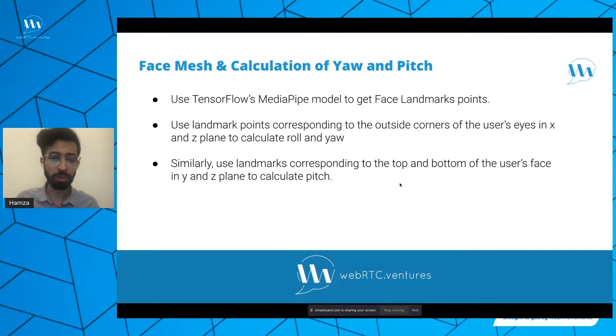Now, we don't need all of the points on your face because there are quite a lot of them. But what we're interested in is the roll, the yaw, and the pitch of your face. To calculate the roll and the yaw, and in a second you'll see how to visualize what the roll and yaw are, we just need the 2 points in the corner of your eyes, one corner on the right eye and one corner on the left eye. Similarly, to calculate the pitch, we just need 2 points, one at the top of your face and one at the bottom of your face.